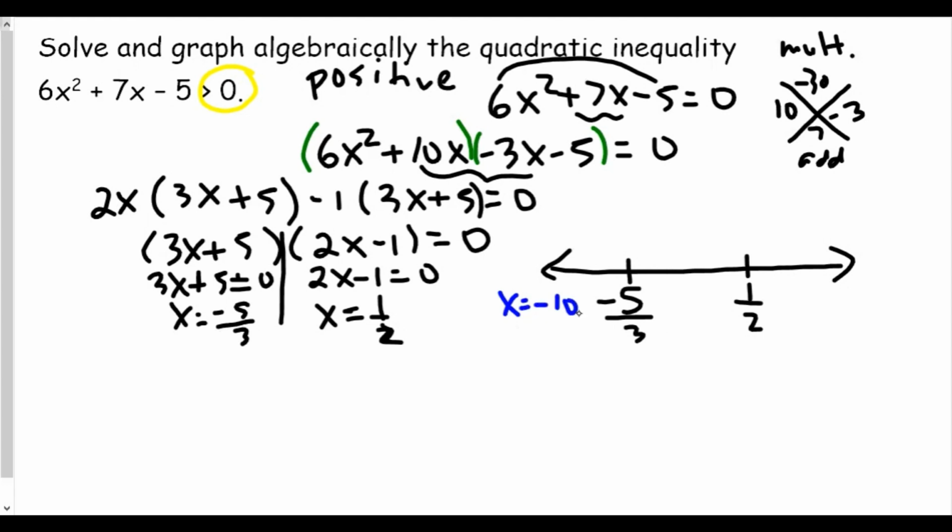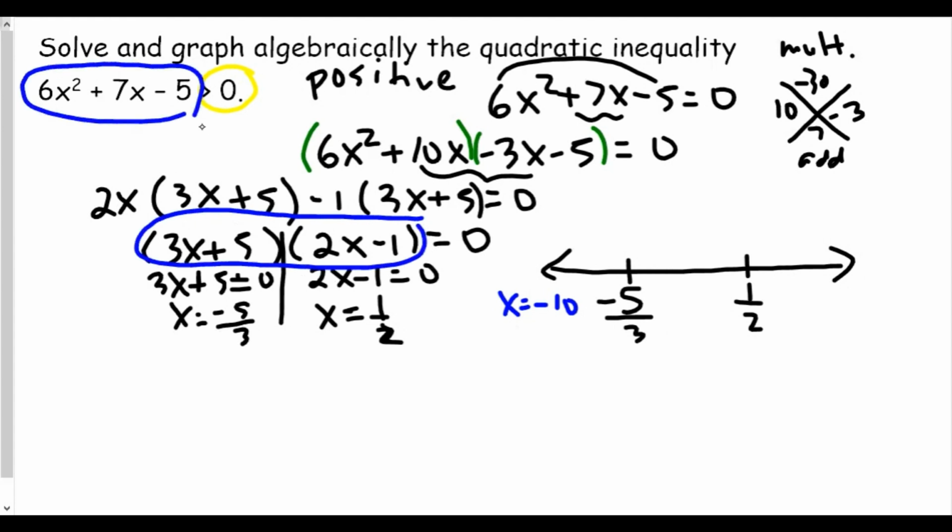And I'll plug into these factors here. Now, I could plug into this expression here as well. Same thing, but the factors are fine because I'm multiplying them. And so in this case, we would have 3 times negative 10 plus 5, right? And then 2 times negative 10 minus 1.